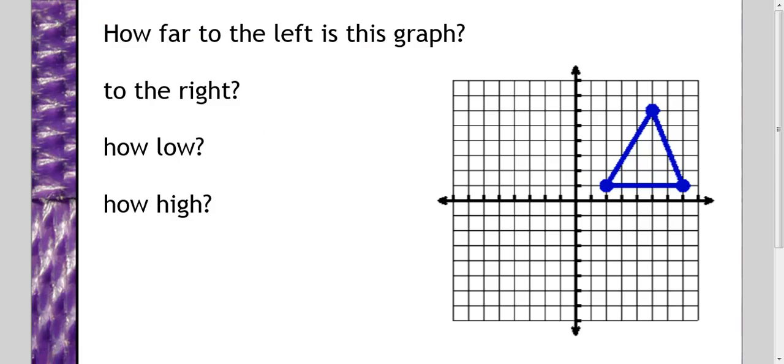So my first question for you is this. How far to the left does the graph that we see over here go? How far to the right does the graph go? And again, remember low and high. And again, just to double check a couple of things, make sure that you have your axes labeled. I know you're wondering why I didn't do that.